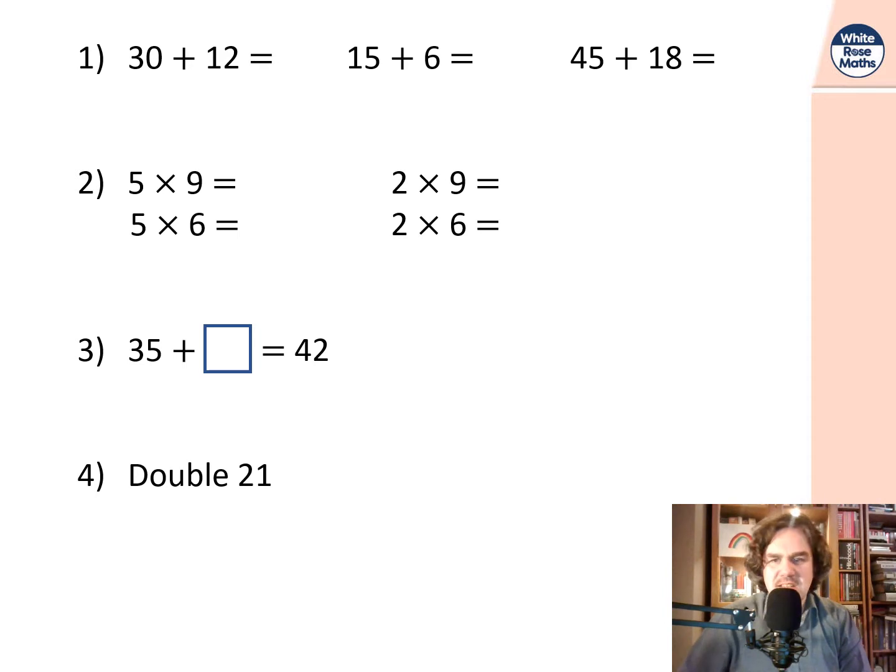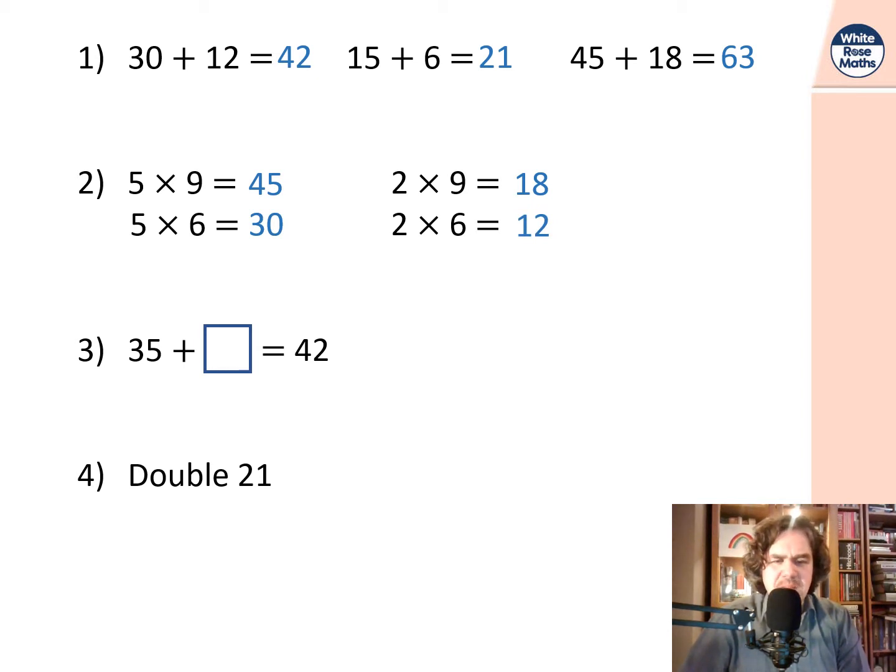Here are your answers. 30 add 12 is 42. 15 add 6 is 21. 45 add 18 is 63. Question 2. 5 times 9 is 45. 2 times 9 is 18. 5 times 6 is 30. And 2 times 6 is 12.